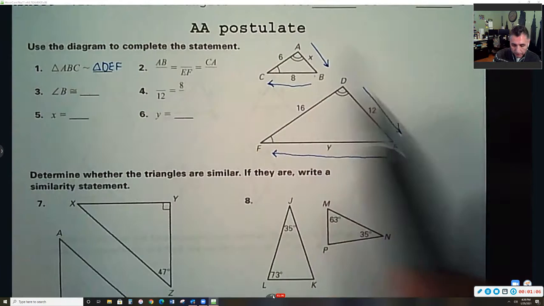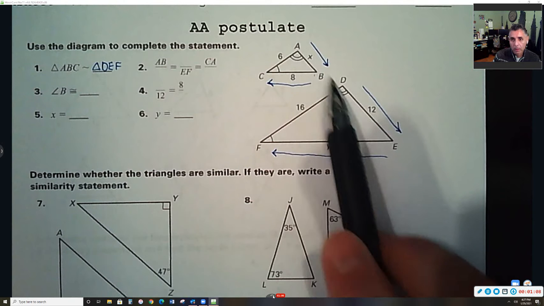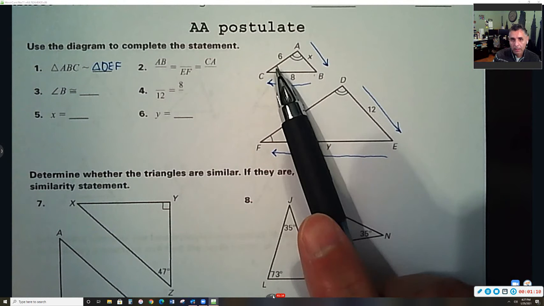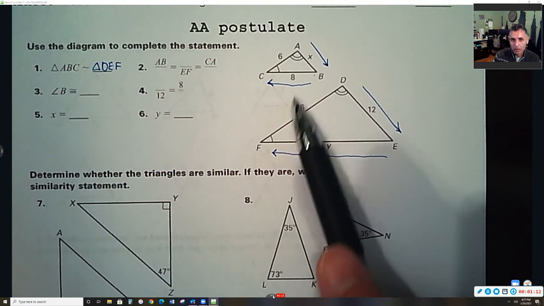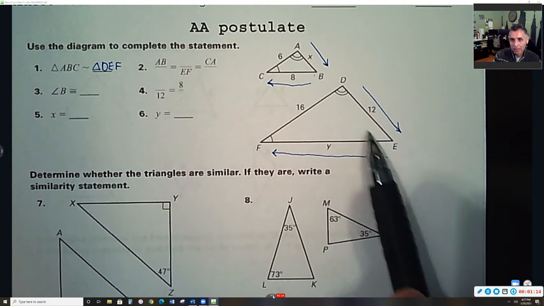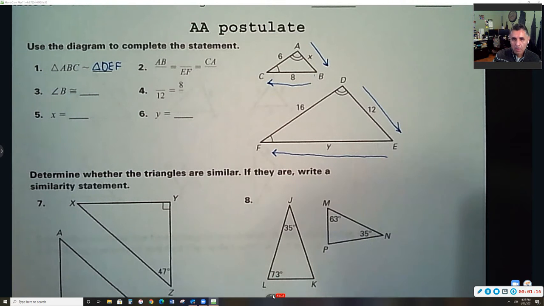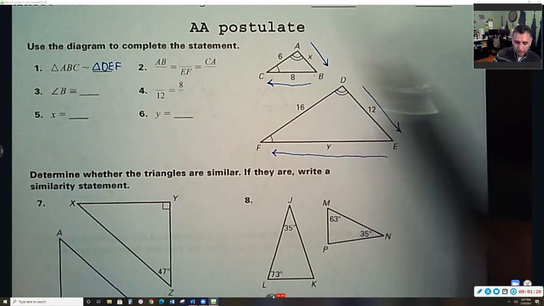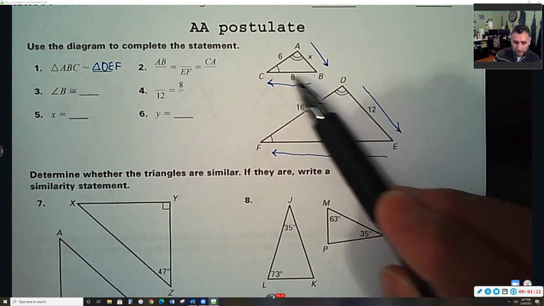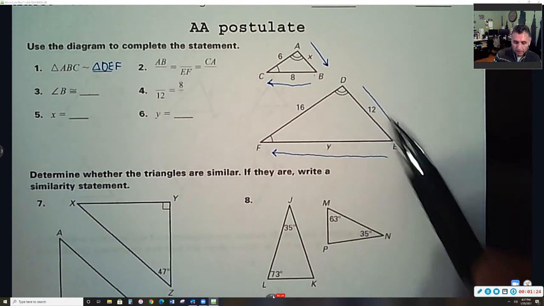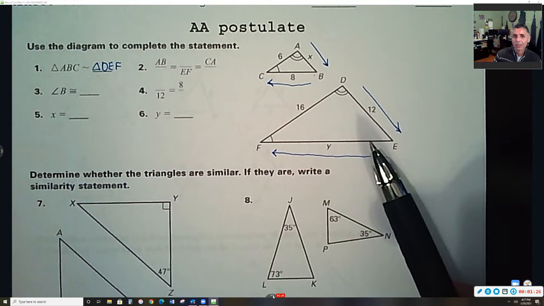And again, the angles match up. See, this has 2 marks, that has 2 marks. That has 1 mark, that has 1 mark. That has 0 marks, that has 0 marks. Okay? And then that also allows us, like if we figure out in what direction we're going around the triangle, that also tells us which sides are corresponding.